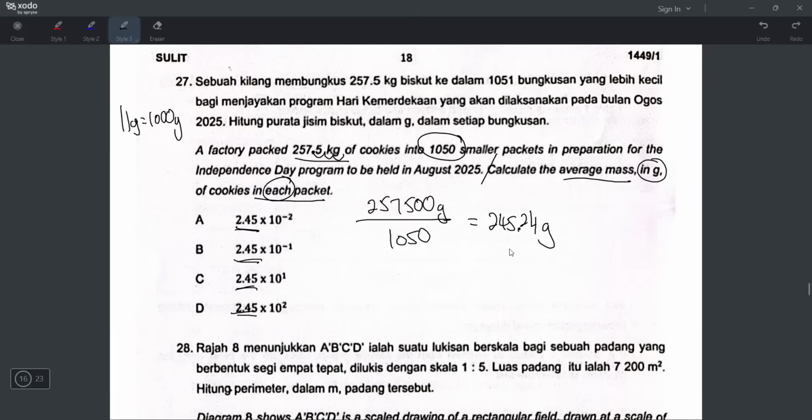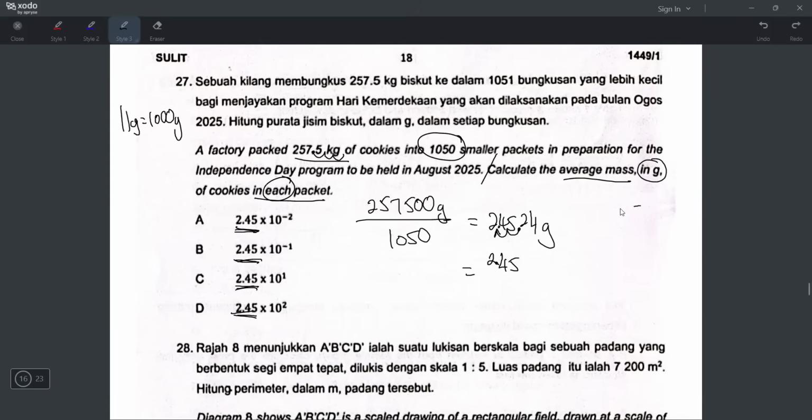Yeah, because when you write in standard form, you must make sure before the decimal point there can only be one digit that is not zero. Yeah, you have to make sure before the decimal point there is one digit and the digit cannot be zero. That is why you have to move the decimal point until it reaches here and it will become 2.45, right? Okay, the 24 no need to write because all the ABCD options, all the answers they write in three significant figures. So I will just follow, three significant figures also.